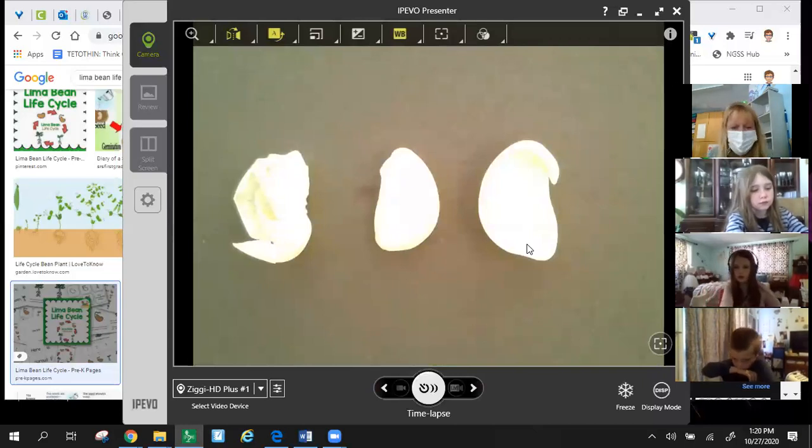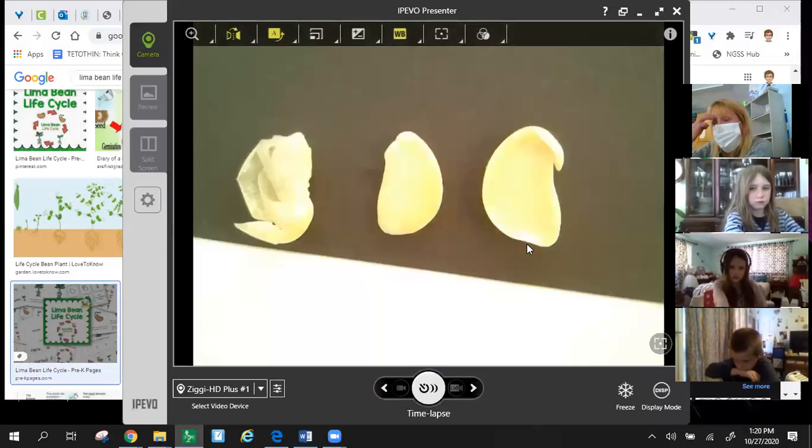Okay, so in your writings, in your science spiral, we're going to draw a diagram of a lima bean.